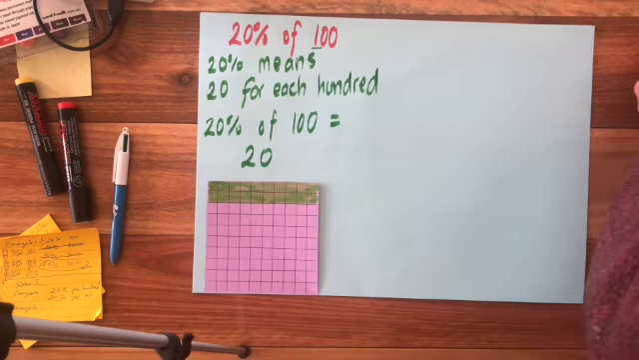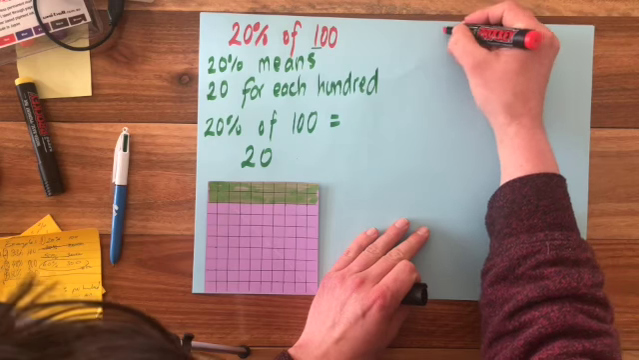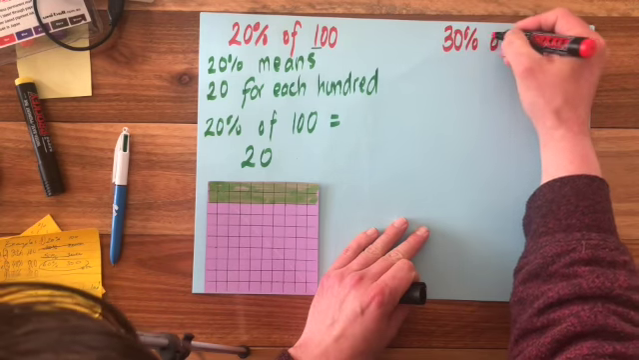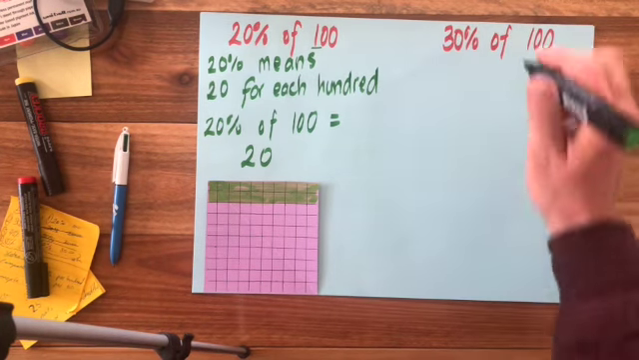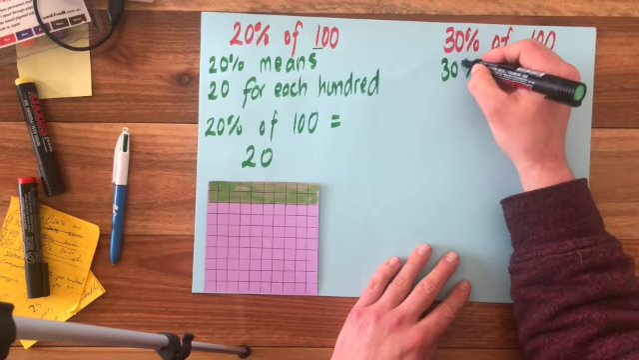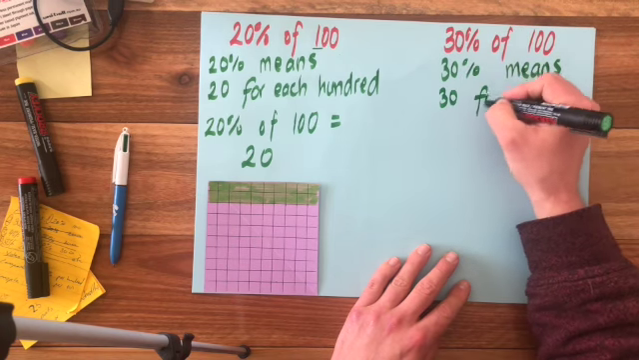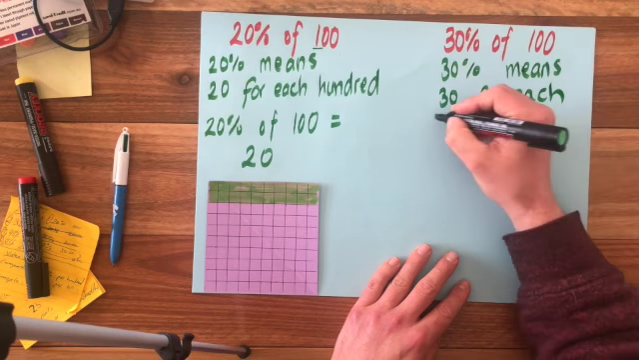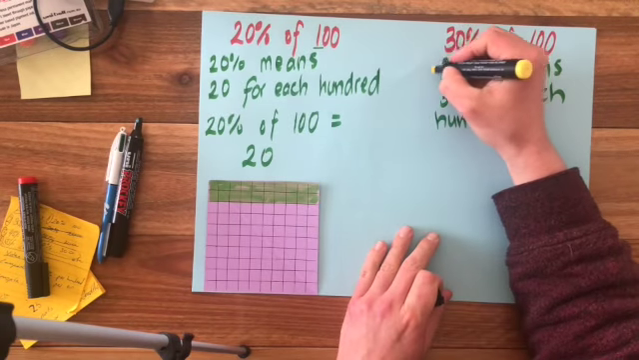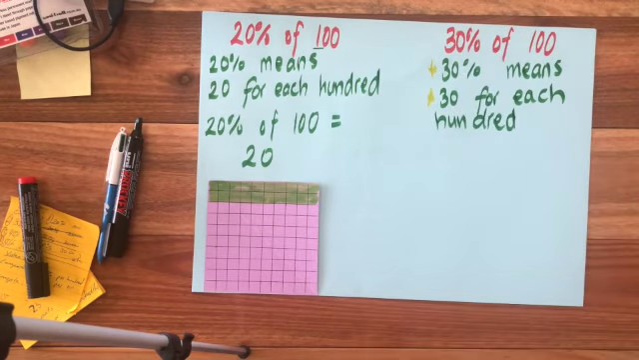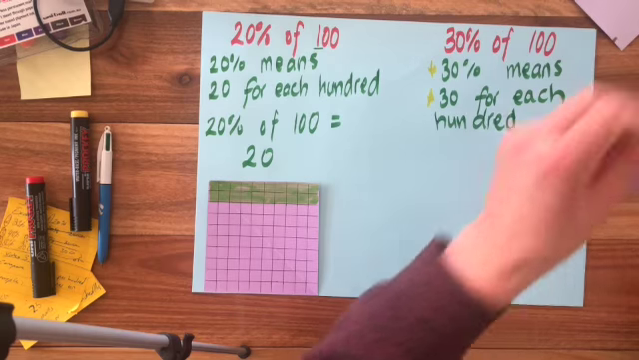Let's have a look at the next example. We had 30% of 100. Now, what does that mean? Well, 30% means 30 for each 100. Now, I'll put a little asterisk there so it's easy to read. 30 for each 100. Now, let me get my diagram.